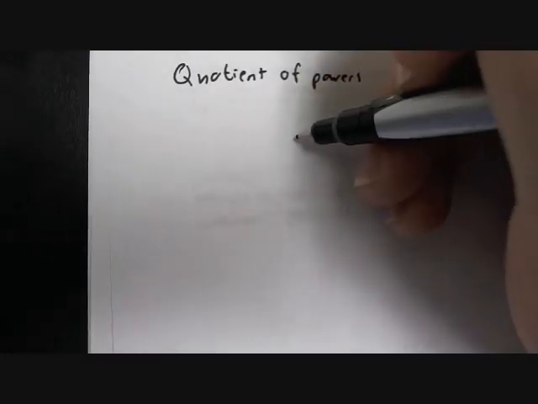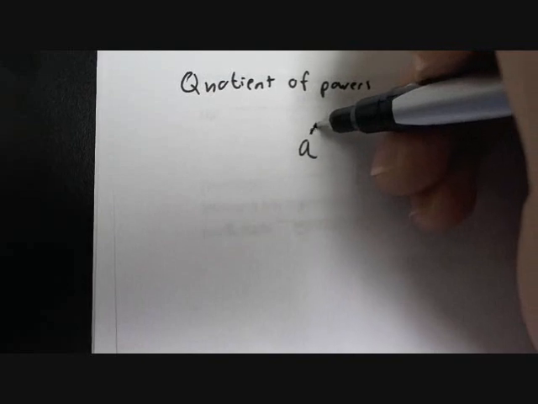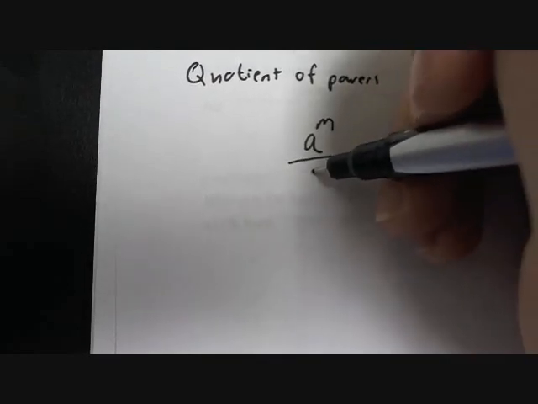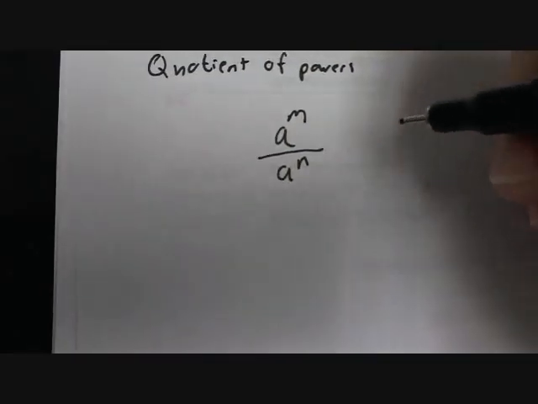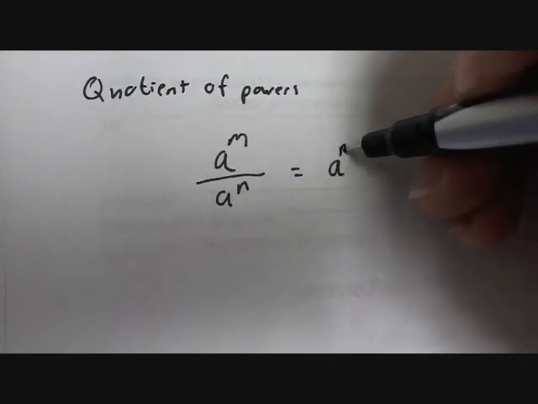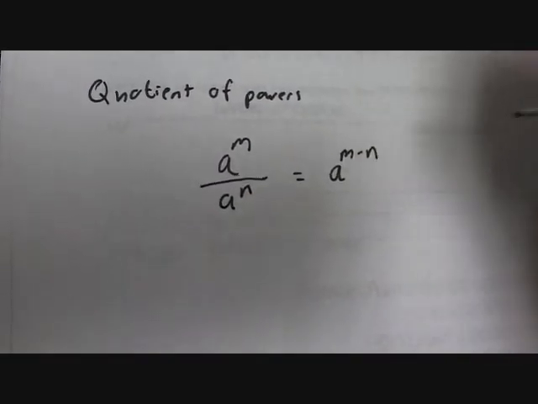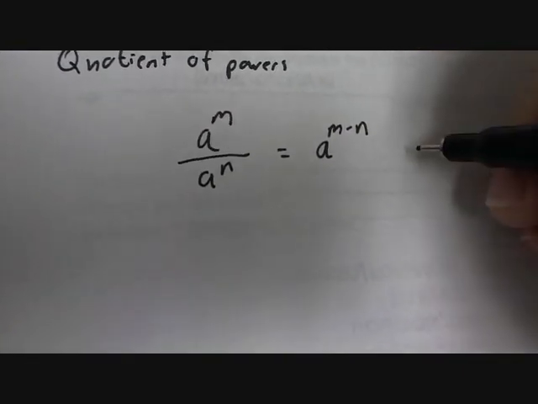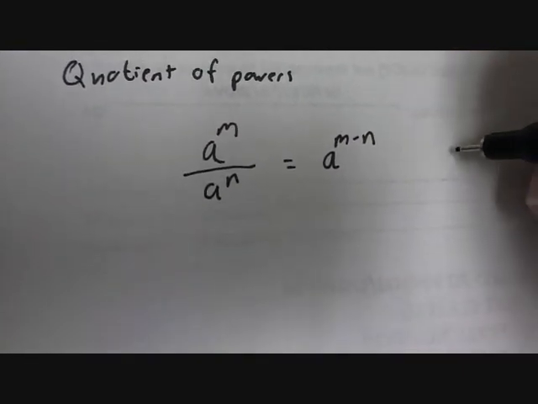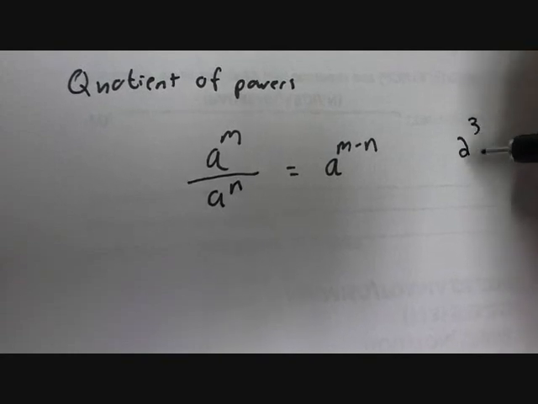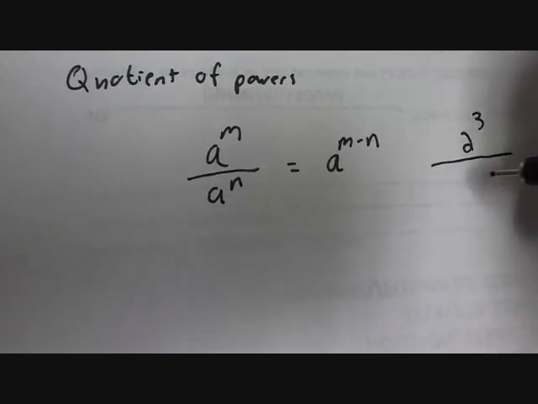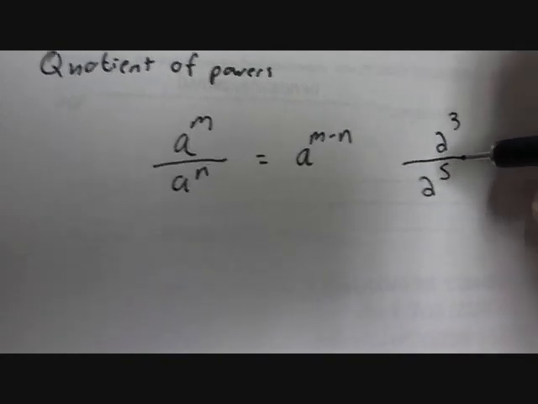Alright, next one is quotient of powers. Just saying if you see a to the m divided by a to the n power, what you do is you just subtract the power. Subtract the bottom from the top. So let's say you have 2 cubed divided by 2 to the 5th.